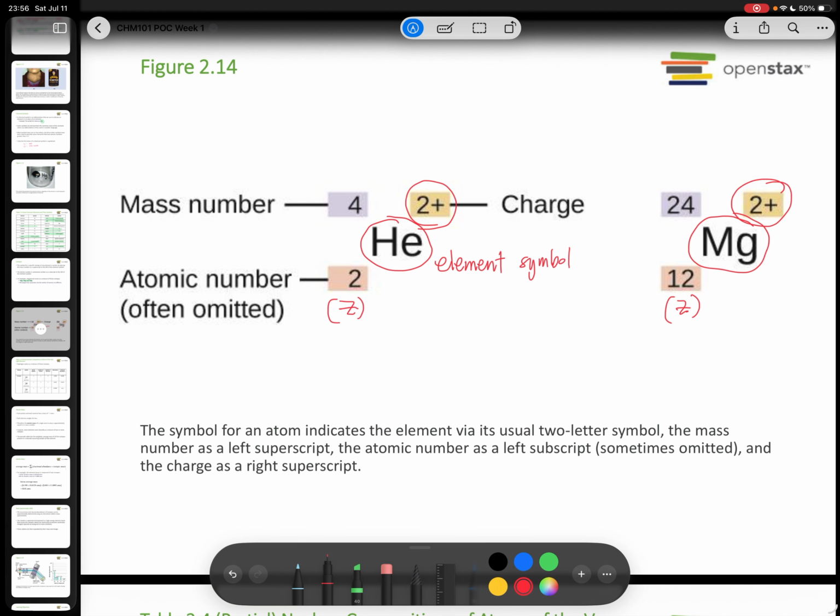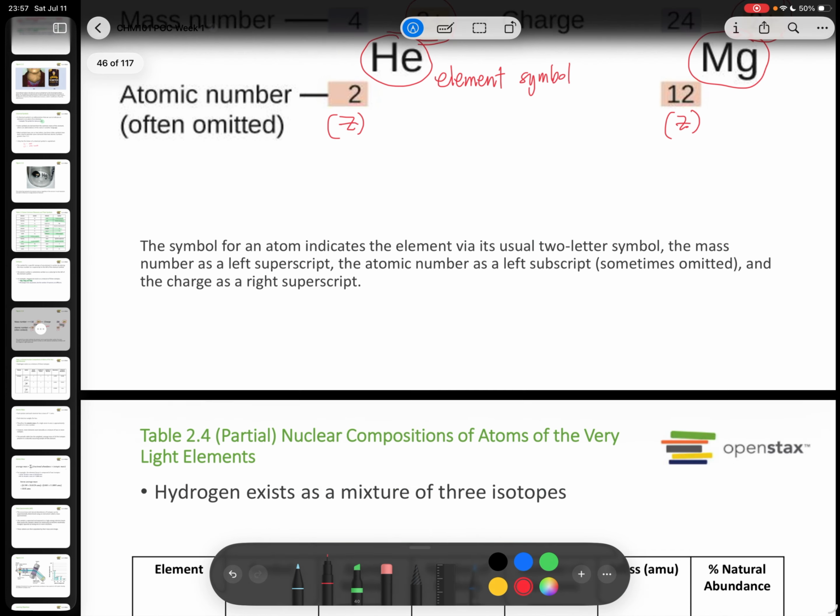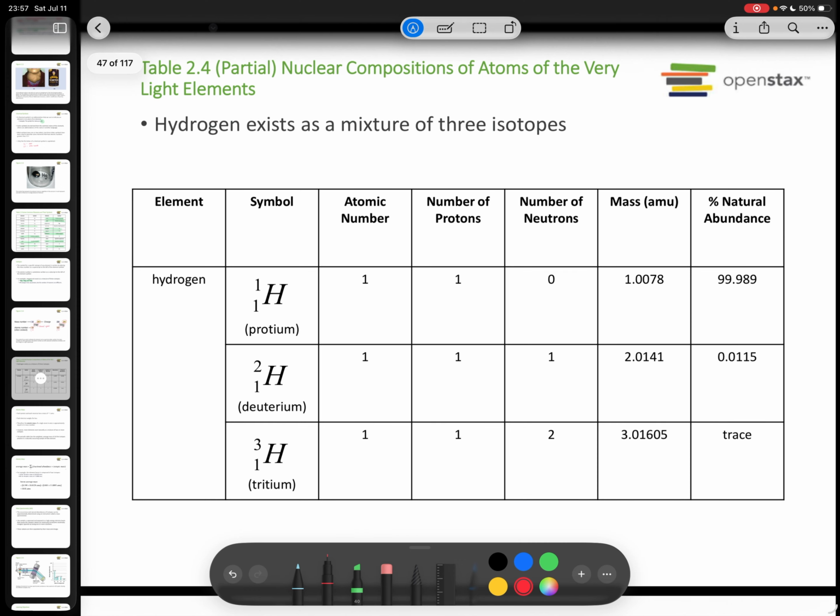When reading this notation, always identify protons from the atomic number. Okay? And neutrons from A minus Z. Okay? And yung electrons naman malalaman nyo dun sa charge, no? Kung nag-gain siya or nag-lose siya ng electron. Okay?